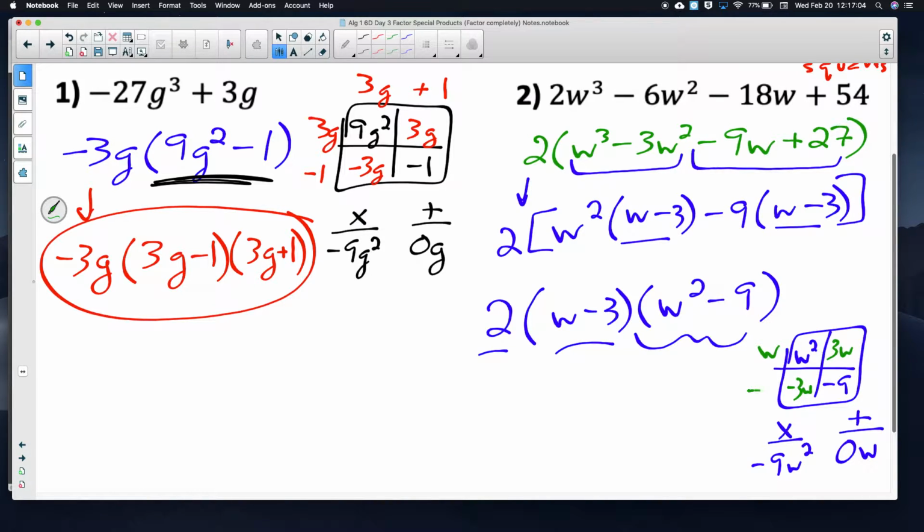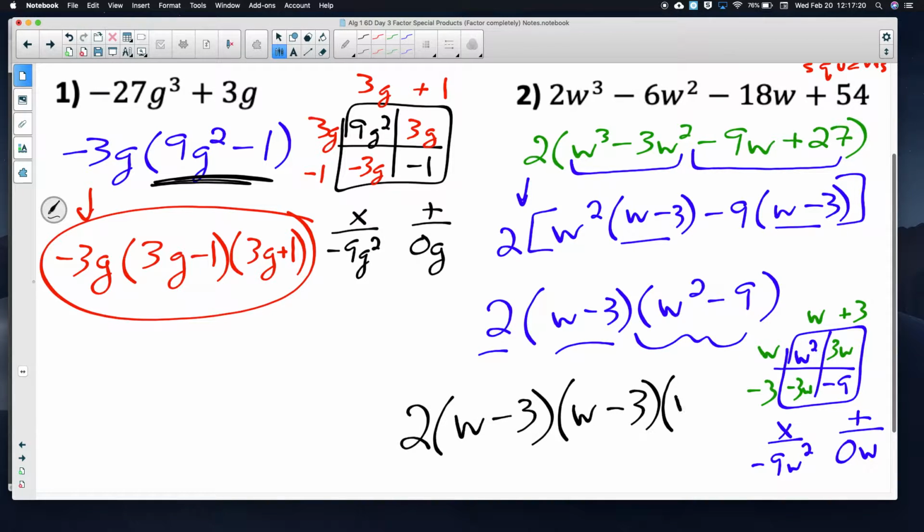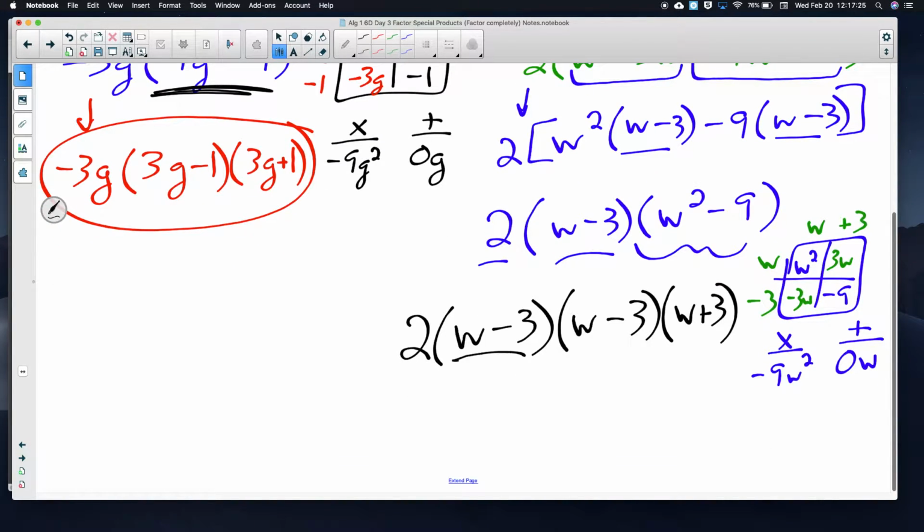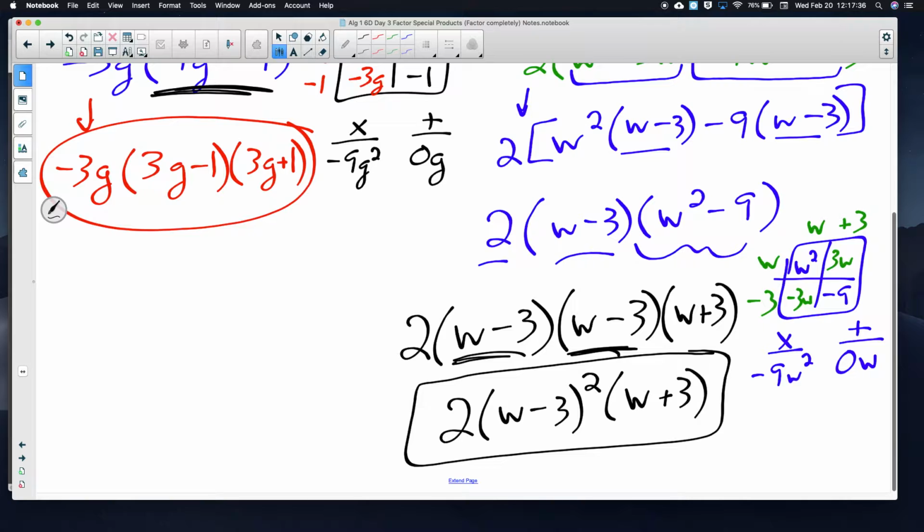So after I factor out everything, I drop the greatest common factor. I've got this factor of w minus 3. I've got w squared minus 9 simplified to w minus 3 and w plus 3. And then if you'll notice, I have 2 factors that are the same. So I've got 2 times w minus 3 squared times w plus 3. And that's my final answer.